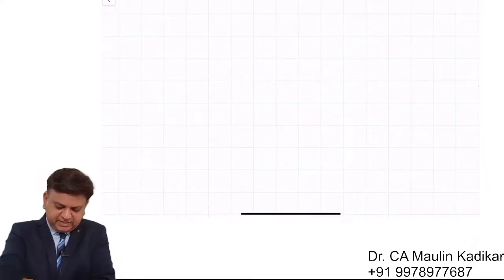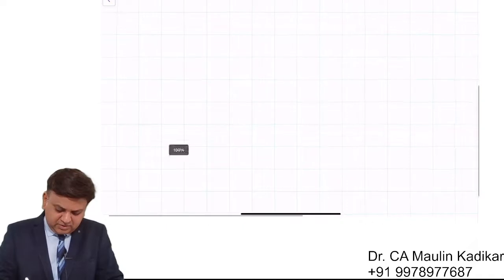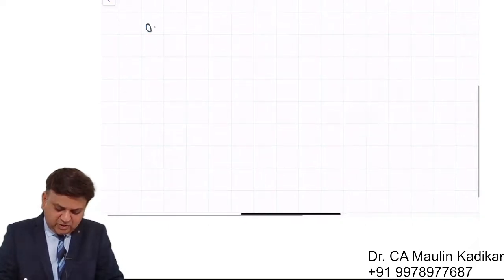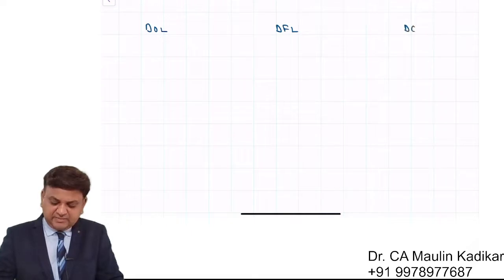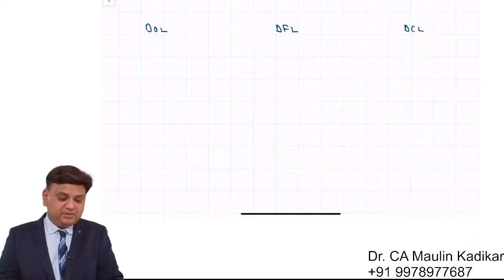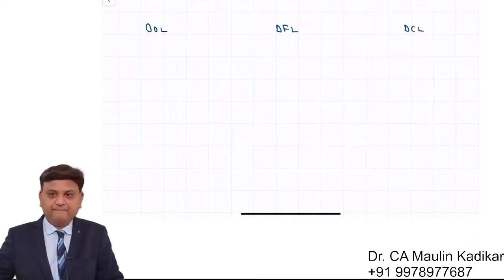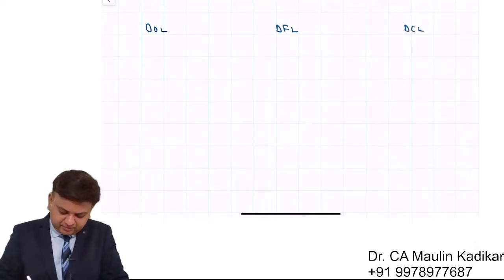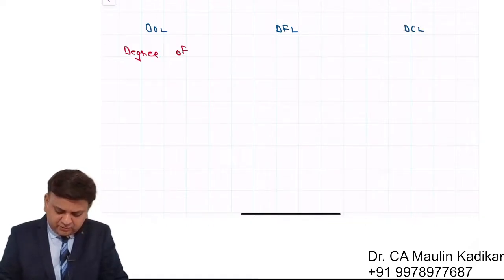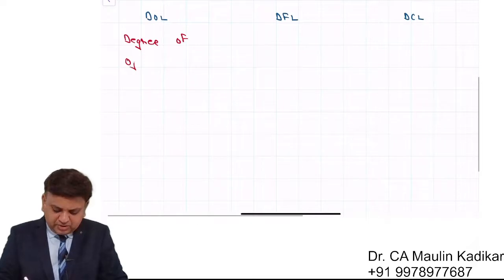Basically friends, there are three types of leverage that we have. The first is given a name as degree of operating leverage. Next is degree of financial leverage. And the last is degree of combined leverage. So the first one is degree of operating leverage. You do not have to write anything. Let me explain to you.